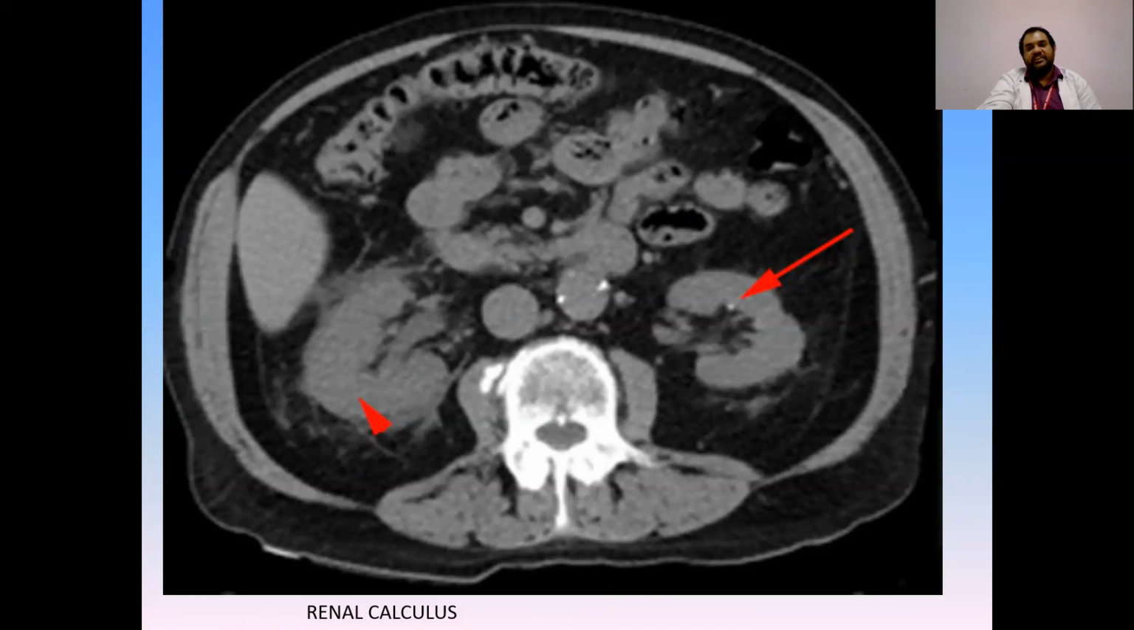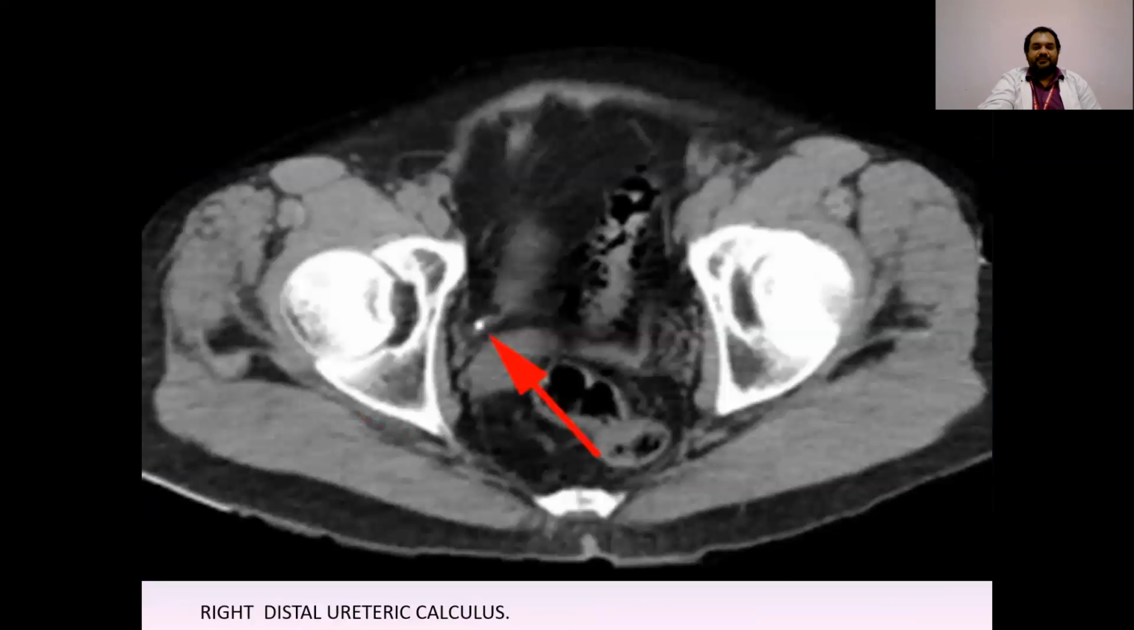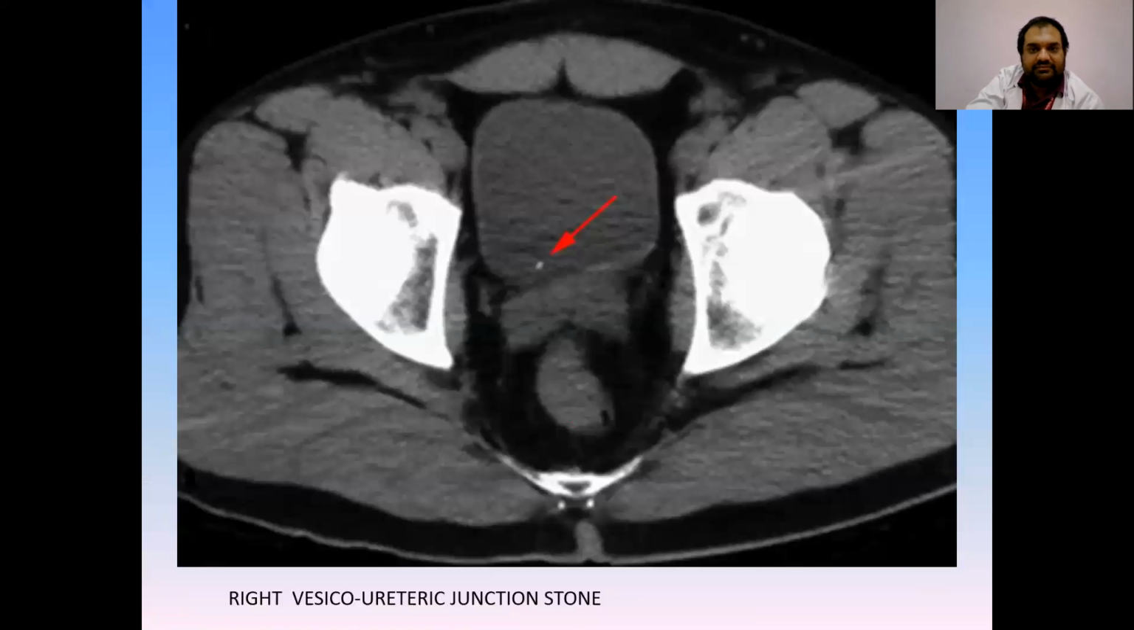And this is a CT showing the renal calculus. And this calculus is noted in the upper pole of the right kidney. And the right kidney is slightly enlarged. And this is the axial CT showing the right distal ureteric calculus. And this is the axial section of the CT showing the right vesicoureteric junction stone.